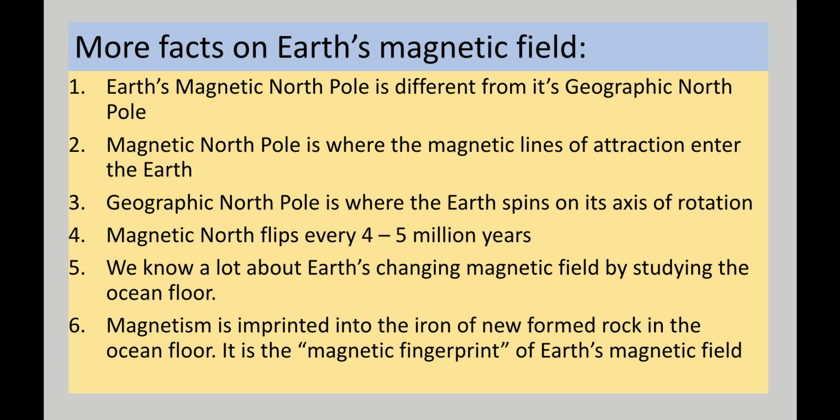More fun facts: Earth's magnetic pole is different from its geographic pole. That means where the magnet points is not necessarily where the top of the Earth is. The magnetic pole is where the magnetic lines of attraction enter the Earth, whereas the geographic North Pole is where the Earth spins on its axis of rotation. That's different. Every 4 or 5 million years, and I think we're due for one, magnetic north flips, so it turns to south. We can know this through looking at rocks and their magnetism and how we see iron pointing in them. It's kind of fun.